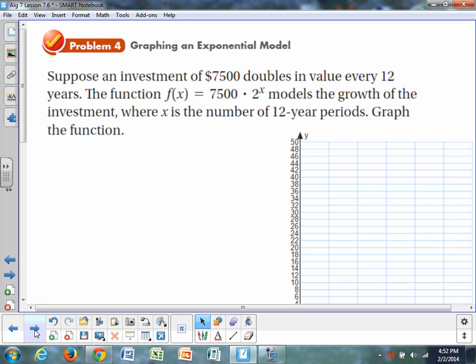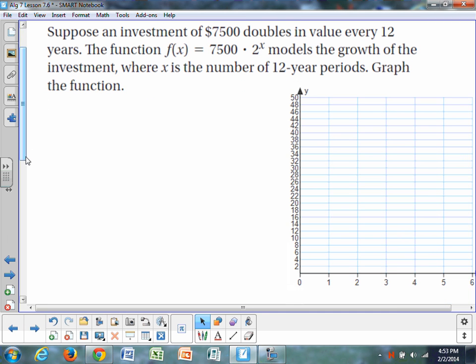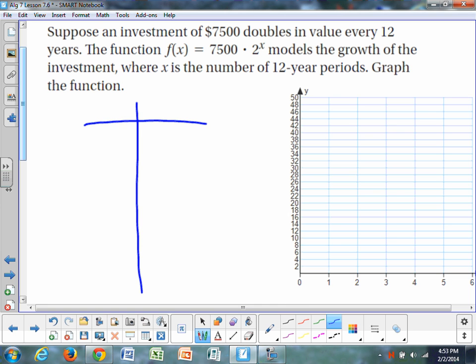All right, graphing an exponential model. Suppose an investment of 7,500 doubles in value every 12 years. The function f of x equals 7,500 times 2 to the x models the growth of the investment where x is the number of 12-year periods. So we're going to make a table and graph this. We'll put x here, and since it's 12-year periods, I think I'll change our scale in the graph.